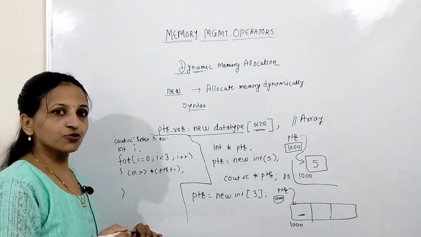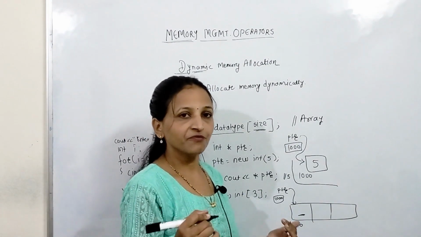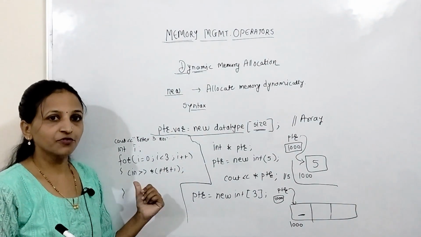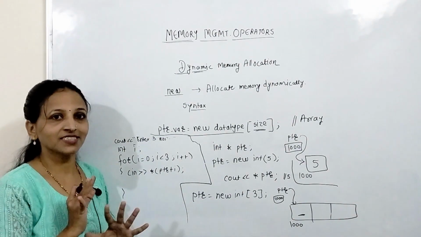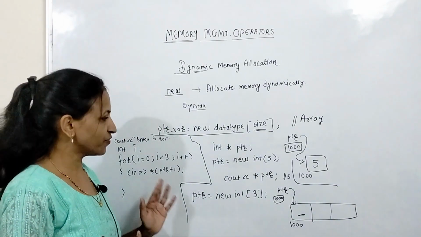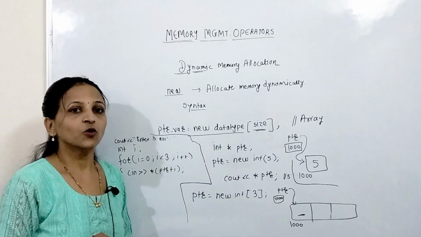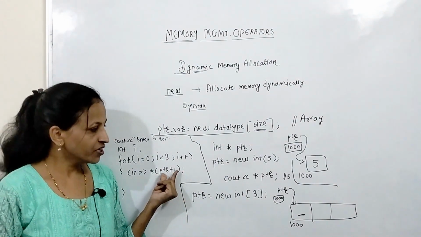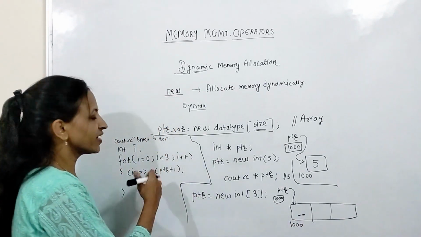Because in C language we use scanf. If you are using scanf, then just write here PTR plus i. But if you are using cin, then just write cin star PTR plus i, because cin will not take an address. It will take the variable directly. Okay, that's why we have to write like this: cin star PTR plus i. Now here you can store whatever value is entered by the user.